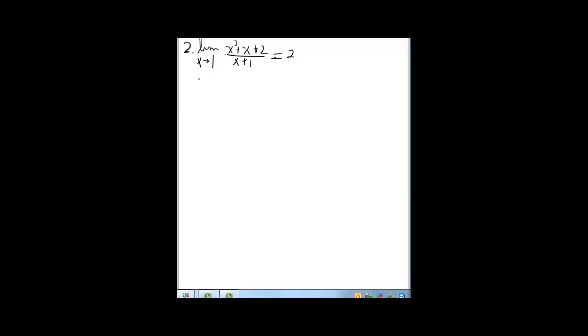All right. Let's look at another example here where we may have a little bit of trouble and have to figure out what else to do. So the limit as x approaches 9.